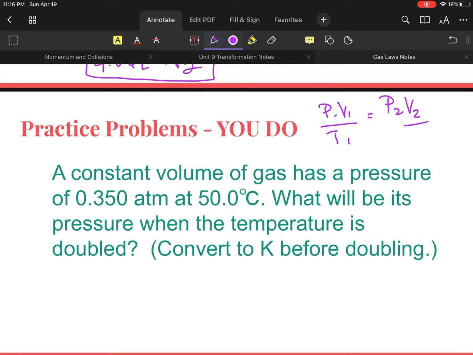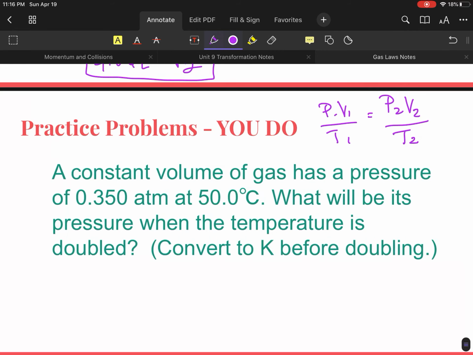All right, last one. Let's write our formula. If you didn't pause at the last one, you want to try this one by yourself. That would be a great idea. So this is a constant volume, has a pressure of 0.35 and a temperature of 50. So constant volume, that means I'm not messing with my volume. So I'm just going to scribble that out in my problem. So it says a pressure of 0.350, and then I need my temperature. Remember, I have to add 273.15. So that gives me that 323.15.